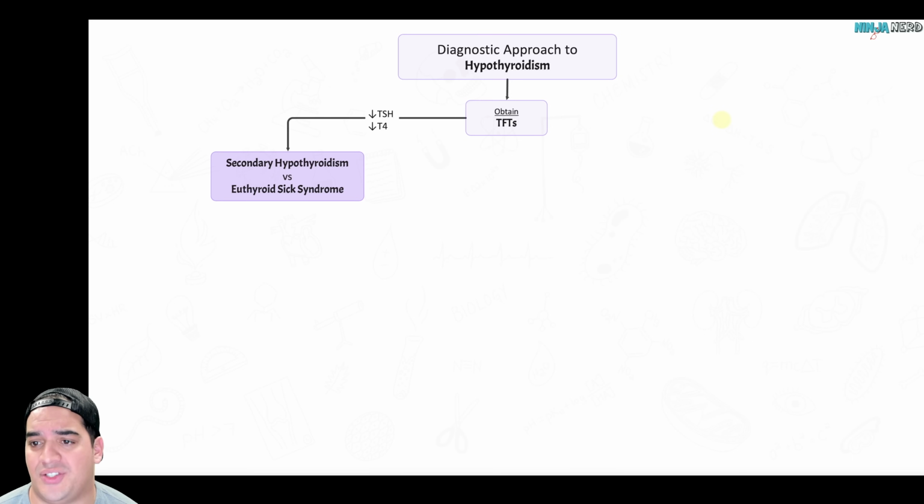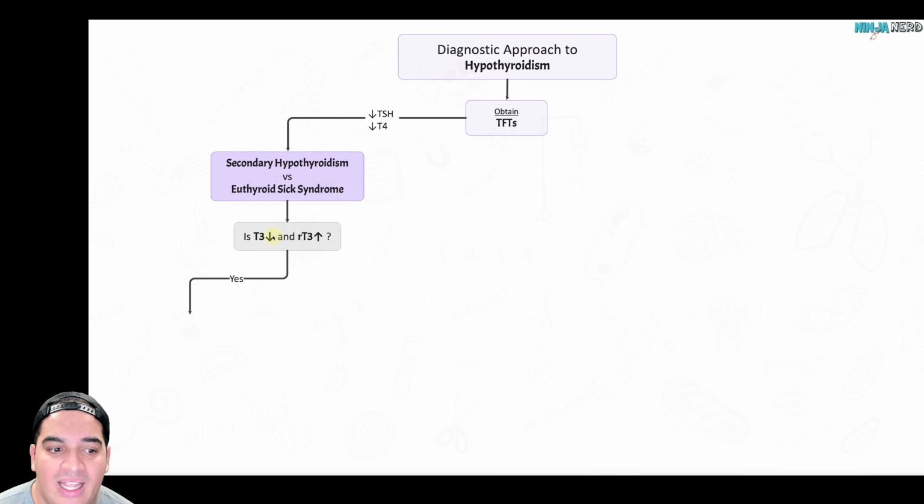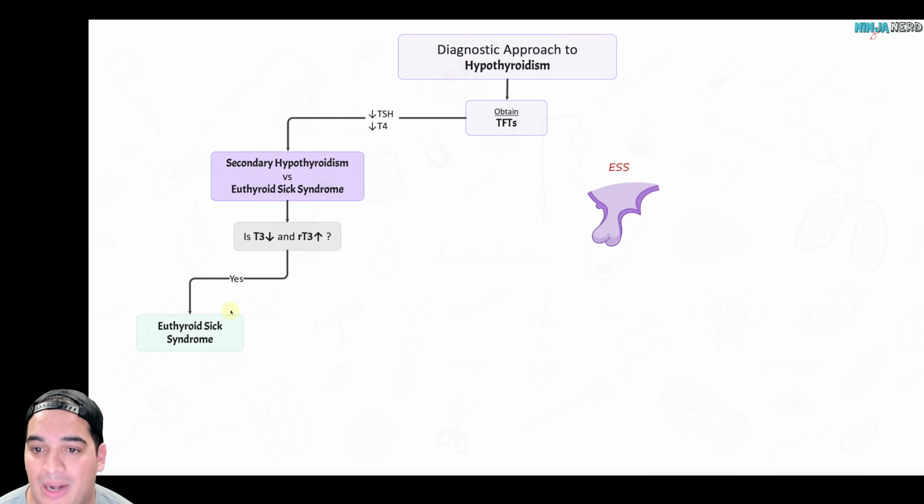The concept behind this is really looking at two things. One is if the TSH and the T4 is low, in both of these diseases, T3 will also be low. The pathophysiology of how that happens is not important, but we'll talk about it briefly. What really is the differentiating factor between these two is the reverse T3. So it's always important to obtain a T3 and to obtain a reverse T3. If the T3 is low and the reverse T3 is high, this definitely suggests euthyroid sick syndrome.